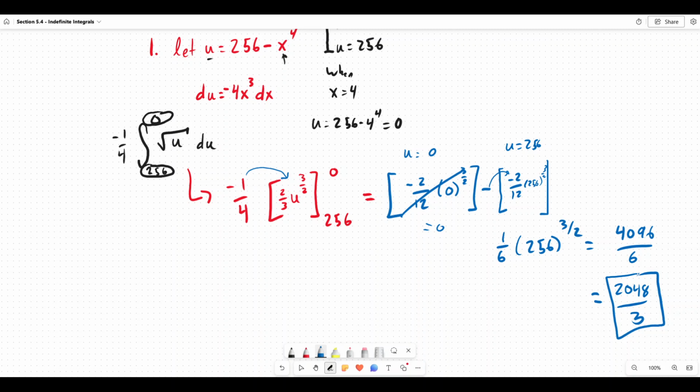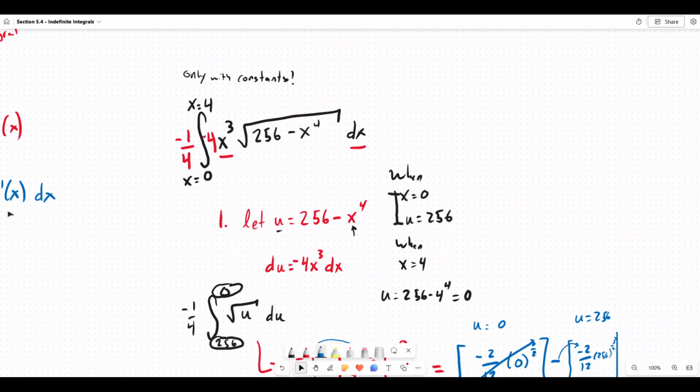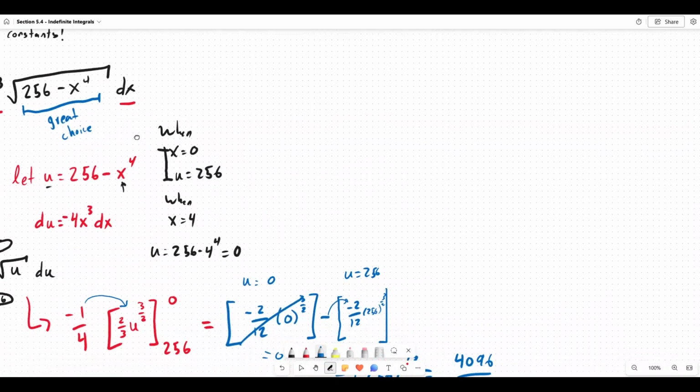So, that's what u substitution looks like. And it's usually clever to choose this u, and this is a great choice. Anything that's going to simplify down is a good choice for u. Okay, let's choose another one.